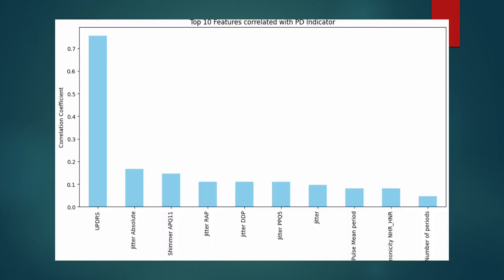The given chart shows the top 10 features correlated with the PD indicator. As expected, UPDRS has the highest correlation coefficient with the PD indicator since it's a clinical measure. After that, we have jitter absolute, shimmer APQ11, and jitter RAP.